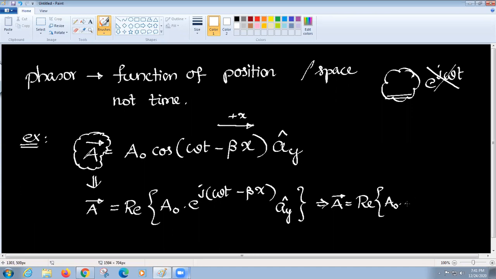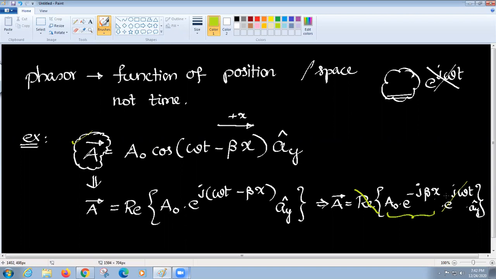Now what do you have here? A naught e power negative j beta x multiplied by e power j omega t, of course with a y roof. Now what do you do? If you want the phasor form, just remove the real part and remove this time dependency, e power j omega t. Whatever you're seeing here is the phasor form of this A.